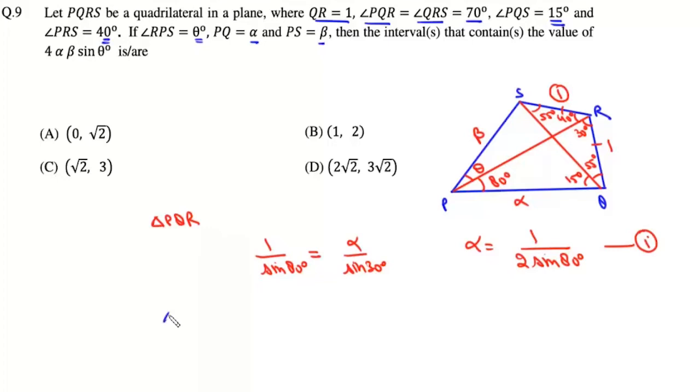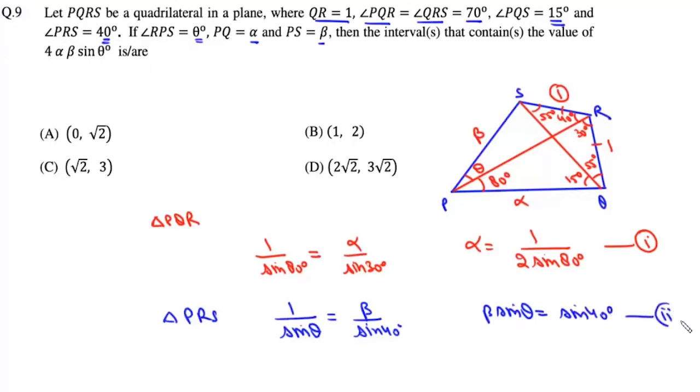Now in this triangle PRS, again if we apply sine rule, we can write 1 upon sine theta will be equal to beta upon sine 40. So basically we can write beta sine theta as sine 40, and that's our second equation.